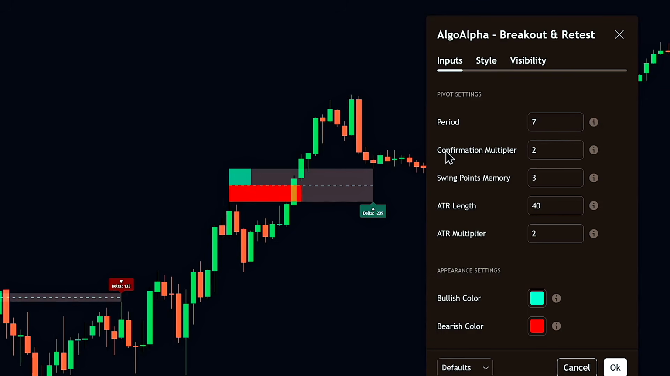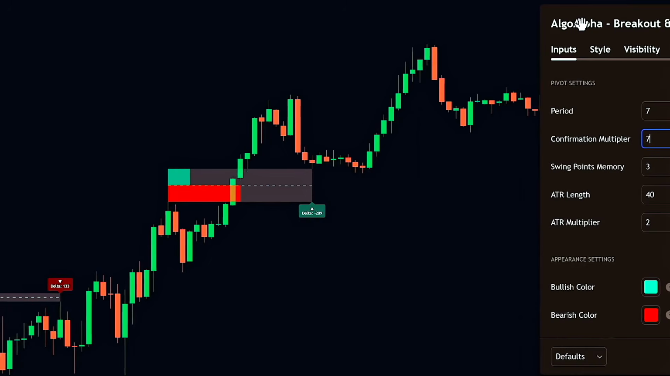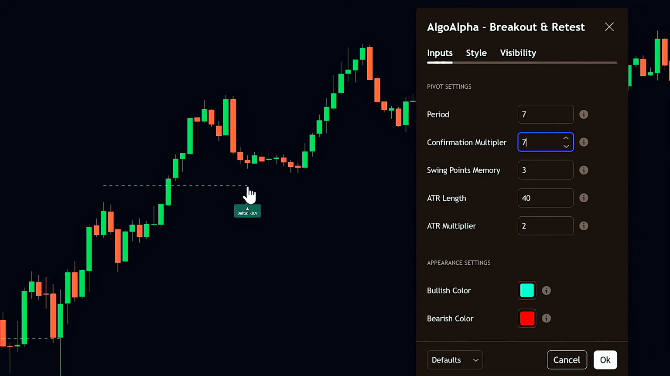Next up is the confirmation multiplier. This divides the main pivot length by the number you enter here, then uses that to delay signals until there's enough confirmation. I'll set mine to 7. That way, the signal appears one candle later, which is how I like it. Then you've got something called a swing points memory that controls how many recent swings the indicator keeps track of for its analysis. ATR length refers to the period of the average true range.